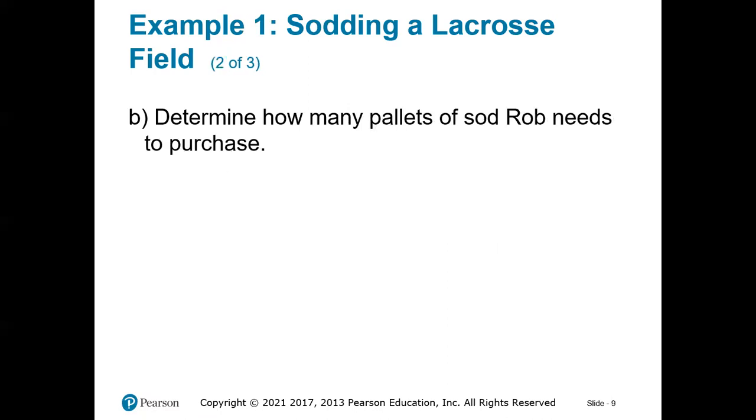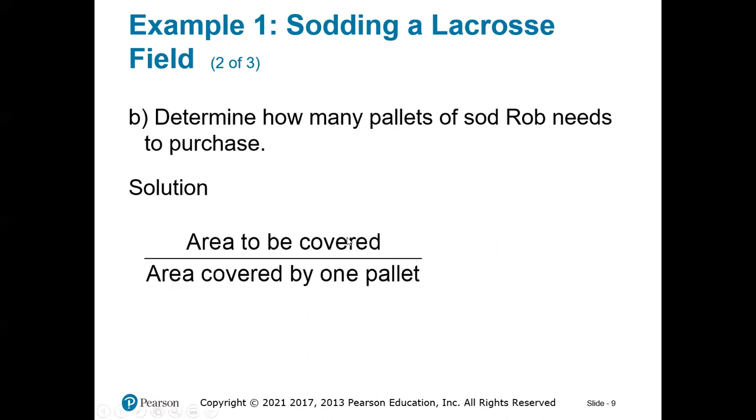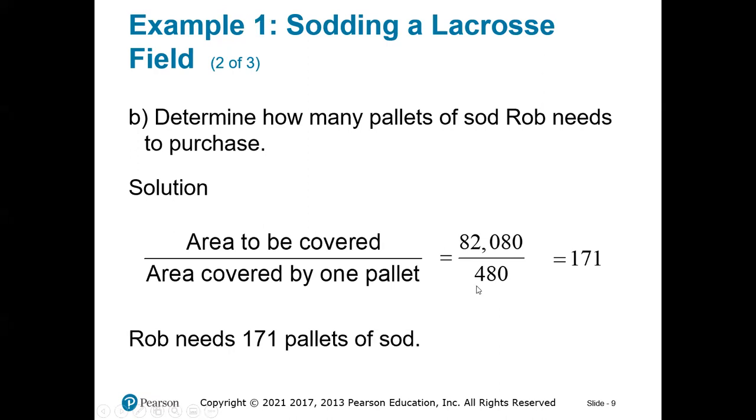And now how much is it going to cost? Well, we're going to divide this area by the area covered by one pallet, because the exercise gave us that 480 square feet is covered by one pallet. So if you take the total square footage and divide by 480, that gets you 171. So Rob will need 171 pallets of sod.